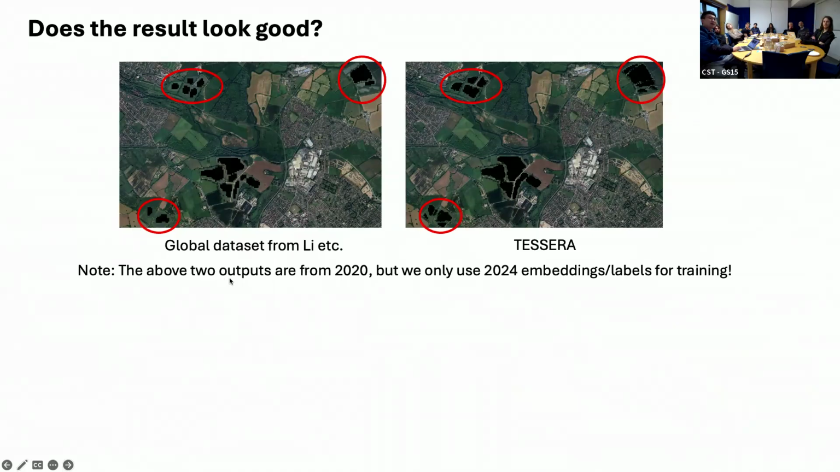And also one thing to mention is that these two outputs are actually from 2022, but we only use 2024 embeddings to train the model. So that means TESSERA embeddings have very good transferability across the years, right? Because we only train for 2024, but we can do 2020 as well.